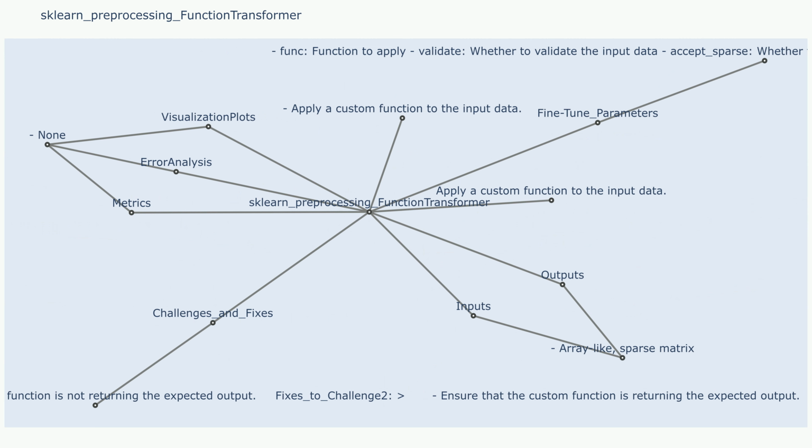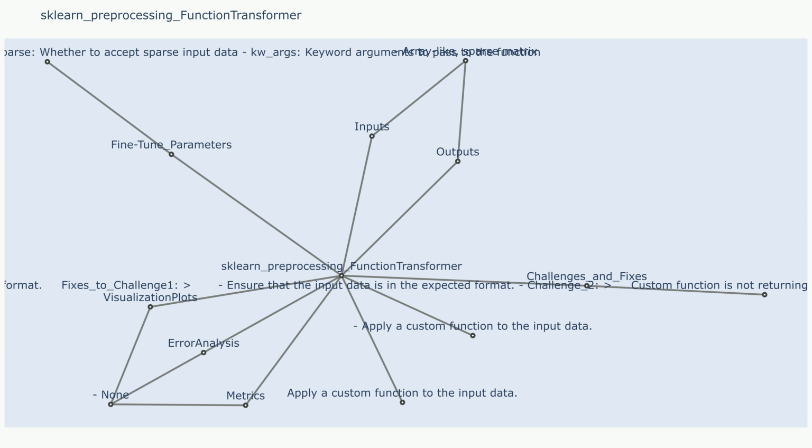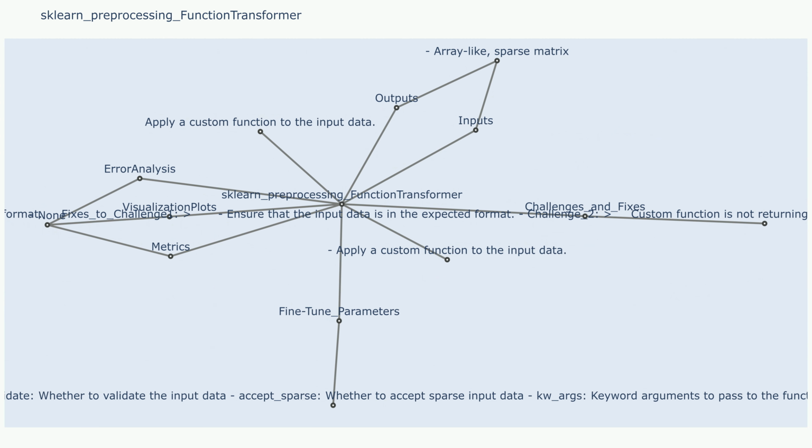Fine-tune parameters. func. This parameter defines the function that you want to apply to your data. It can be any callable object that takes the input data as an argument and returns the transformed data. validate. This parameter controls how function transformer handles the input data. If set to true, the default, it will check if the input data has the correct format and raise an error if it doesn't. You can set it to false if you want to bypass this check.